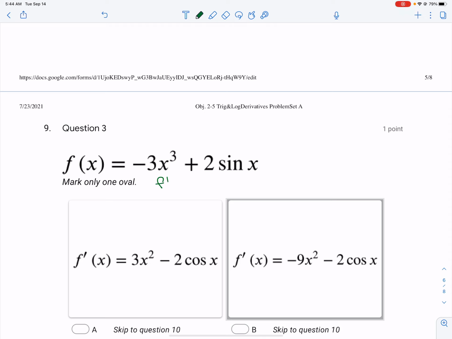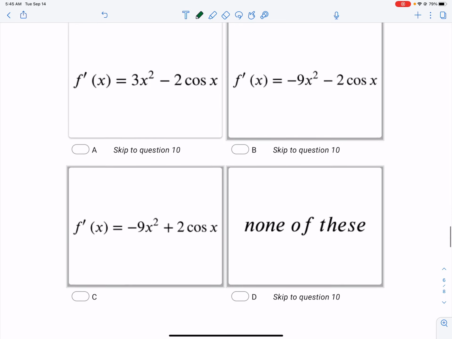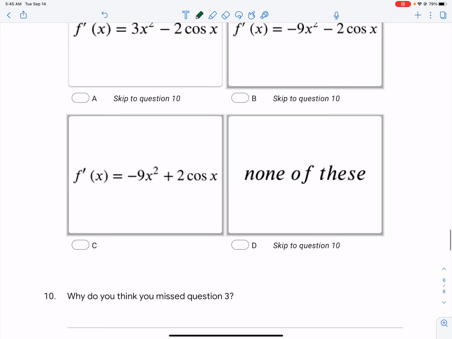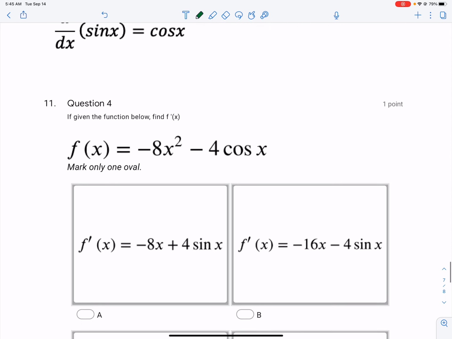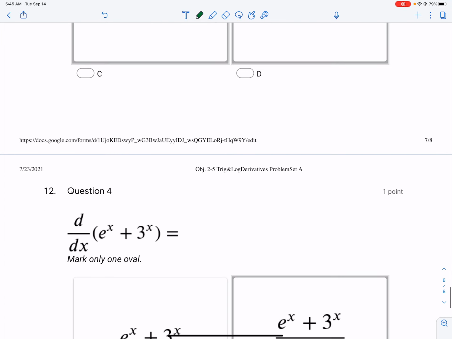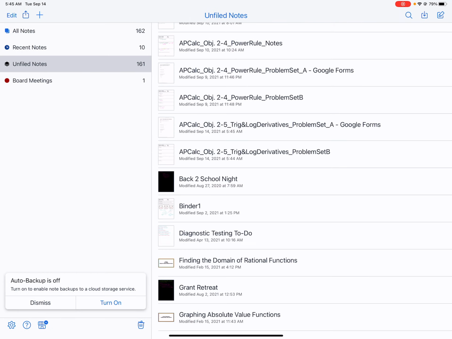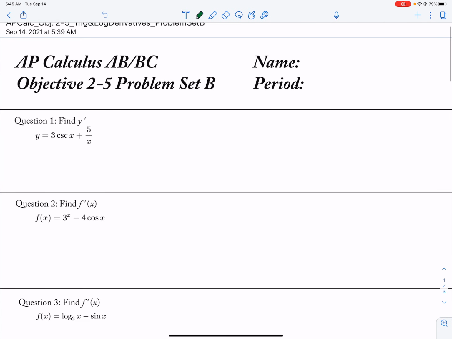So then the derivative here is negative 9x squared plus 2 cosine of x. And then that's question four, so that it's an even one. So let's go to the next problem set.